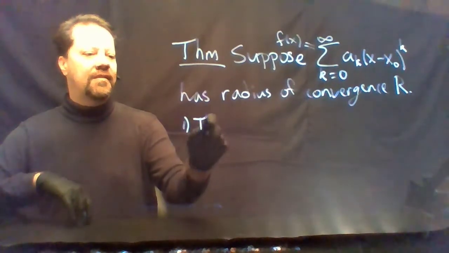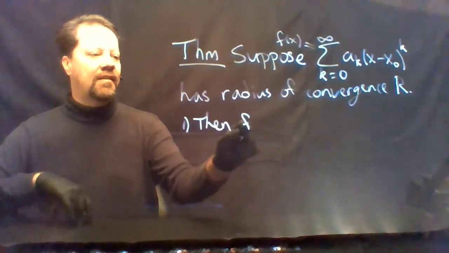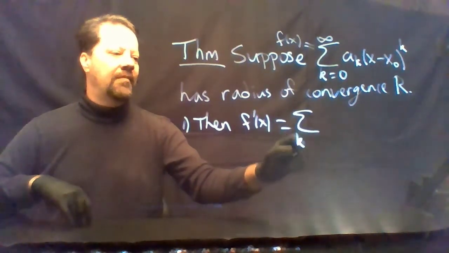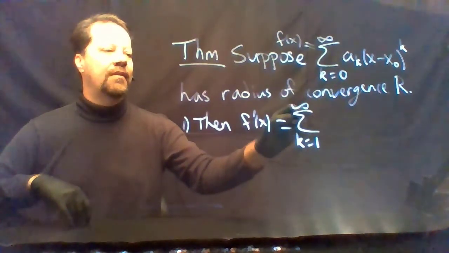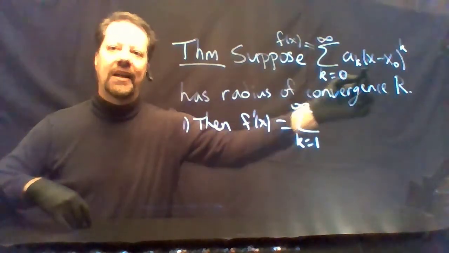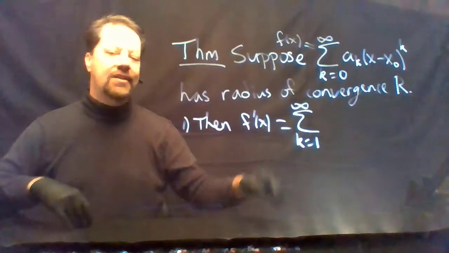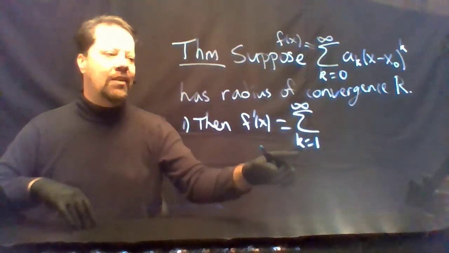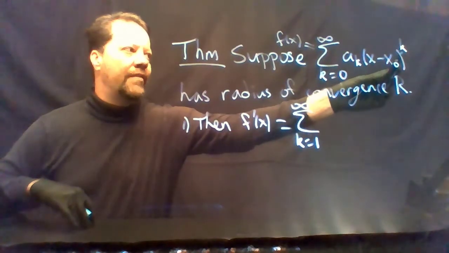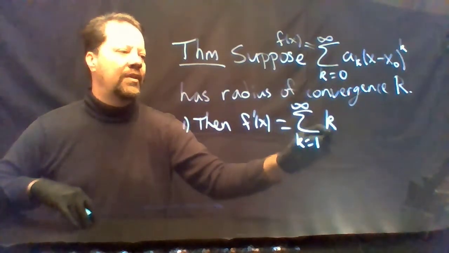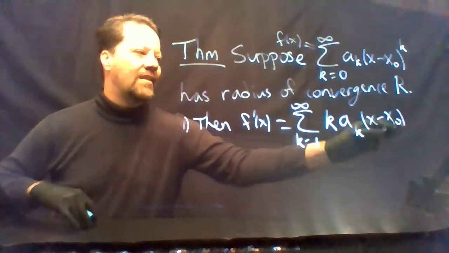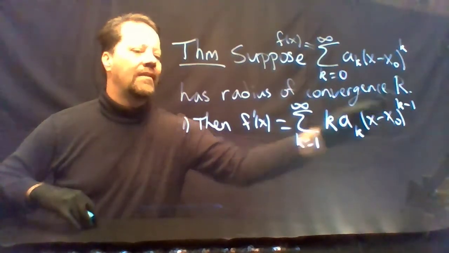First, f prime of x, which is the sum as k goes from 1 to infinity. At k equals 0, we have only a constant a0. Its derivative is 0, so when we take the derivative, we lose that first term. Taking the derivative just applies the power rule. We get k a_k (x minus x0) to the power k minus 1.